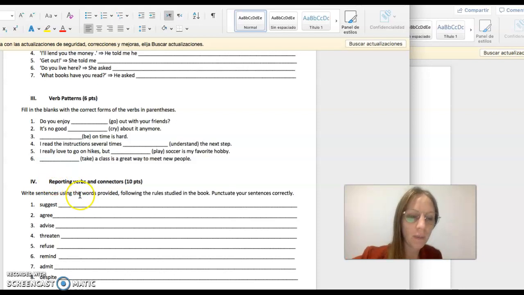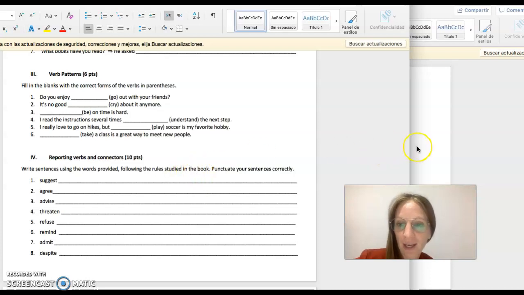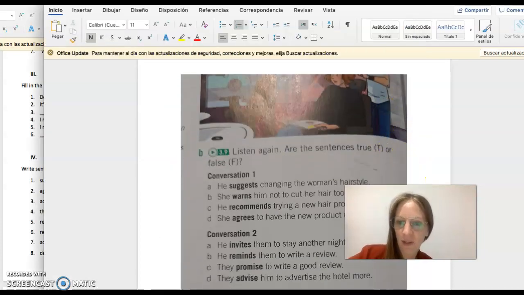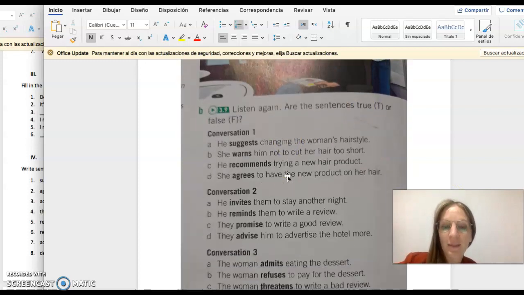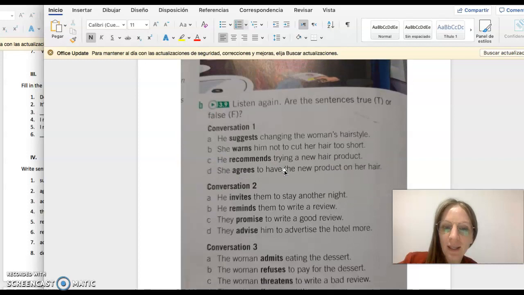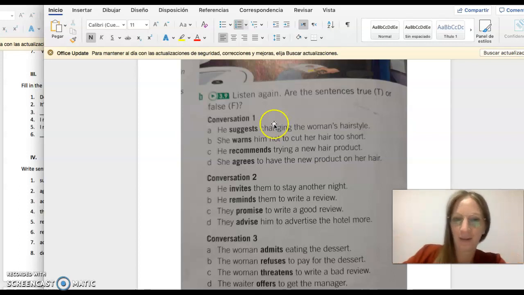So one part was this part for reporting verbs and connectors. It says to write sentences using the words provided, following the rules studied in the book. So if we look here, this part was from the book, unit 8, I think. The important part was knowing that after suggest, we have a gerund. That's the point of practicing this, okay?